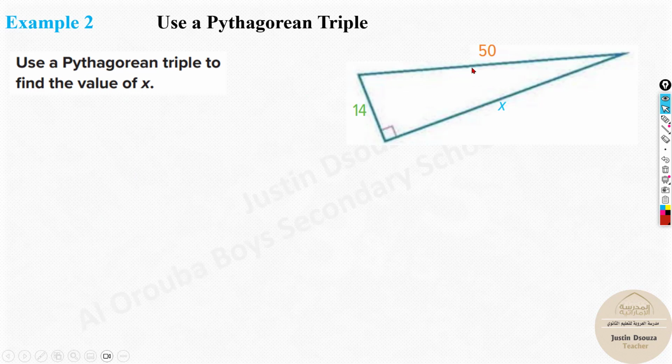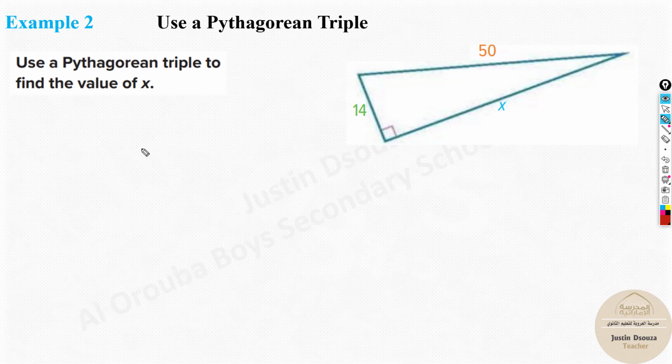Now here, 14, 50, and x. What we can do is directly use a Pythagorean triple. This is 7, 24, 25. It's multiplied by 2, so this will be 48, I believe. Yeah, that's going to be 48. But let's do it using the formula.